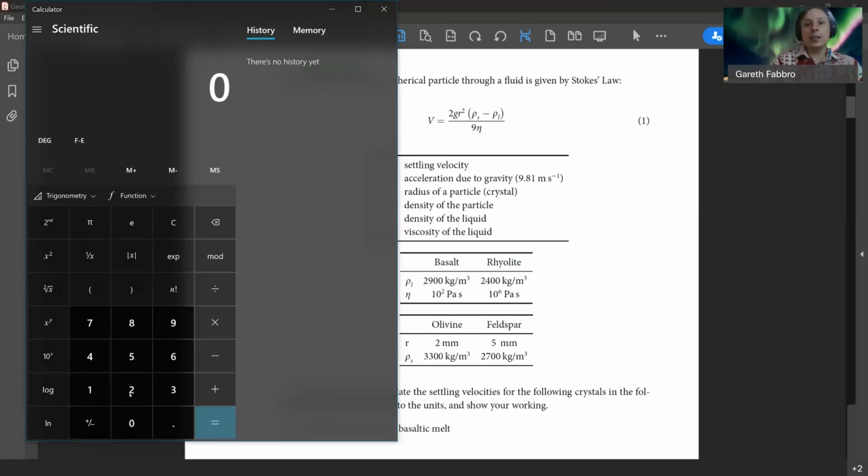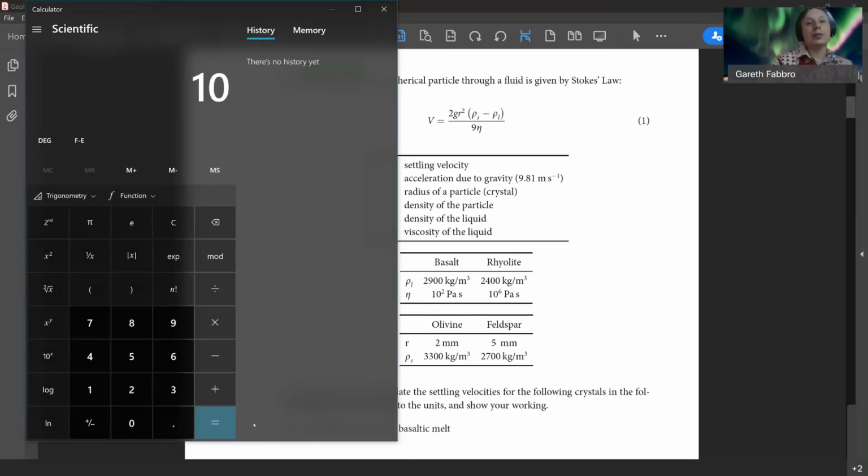So the bottom here is 9 times eta, and here this 10 to the 2 is 10 raised to the power 2. So that's 10 times 10, it's squared. Here it's 10 to the 6, so for a rhyolite, eta is 10 to the 6, so that would be 10 times 10 times 10 times 10 times 10 times 10, so 10, 6 times.